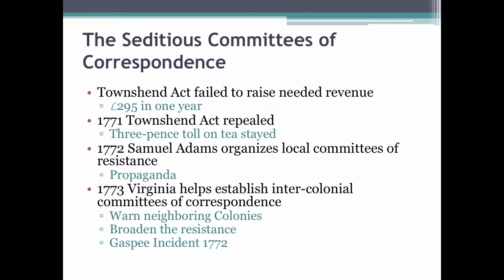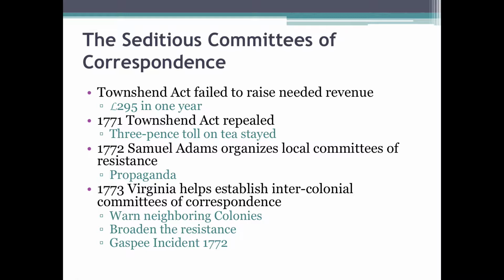In 1773, Virginia gets involved. The Virginians want to have a big part of this as well. They're going to establish intercolonial committees of correspondence. They want all the colonies involved, not just Boston, not just Massachusetts. They want to make sure that every colony is warned. If something happens in Boston, they want to know about it in Williamsburg, Virginia. They want to know about it in Philadelphia, Pennsylvania. They want to know about it in New York City. They also, the Virginians argue, this will broaden the resistance. More and more colonies will be involved, not just Massachusetts.